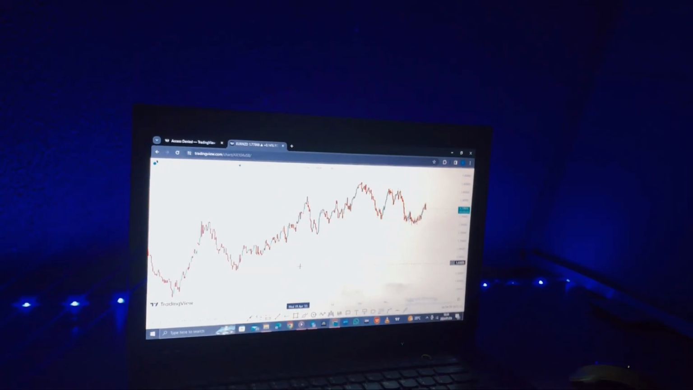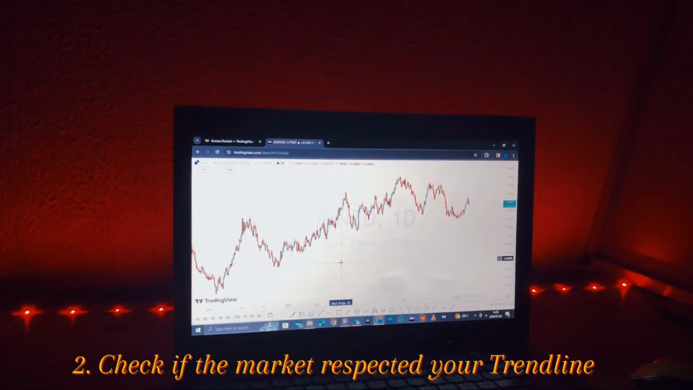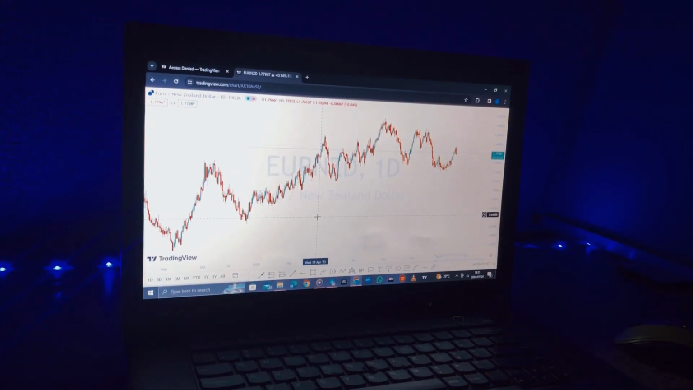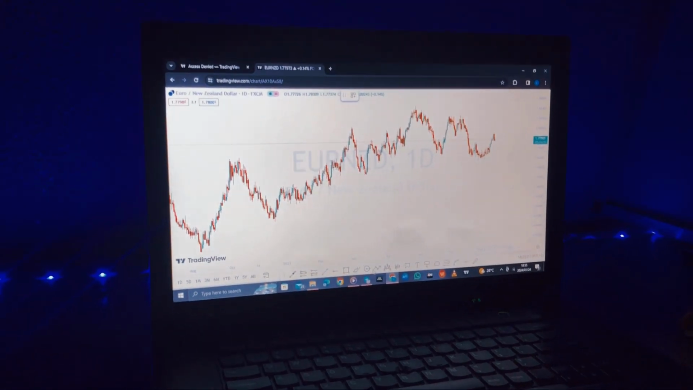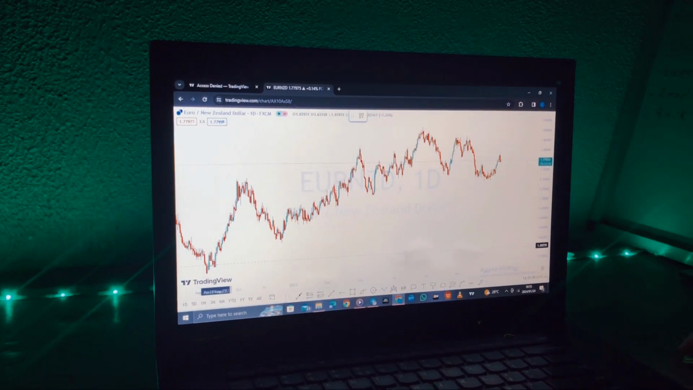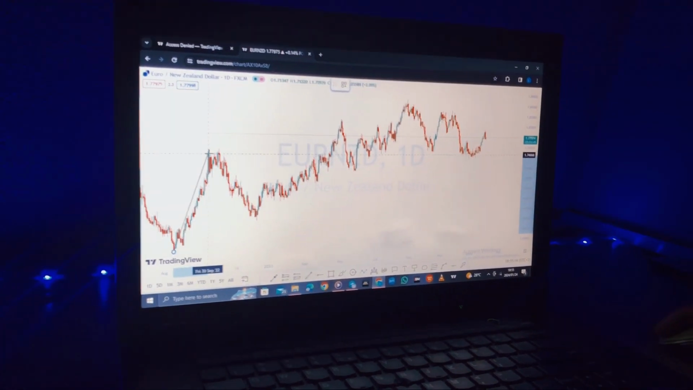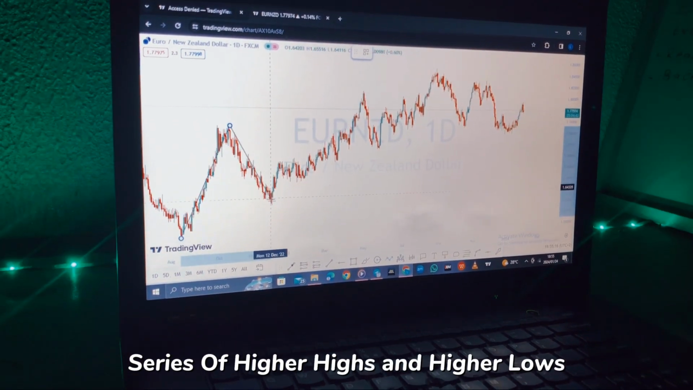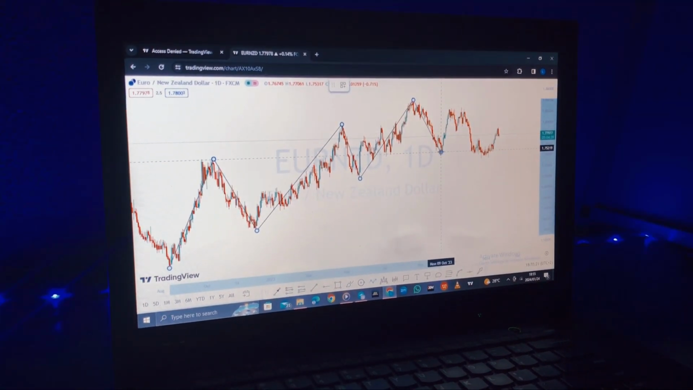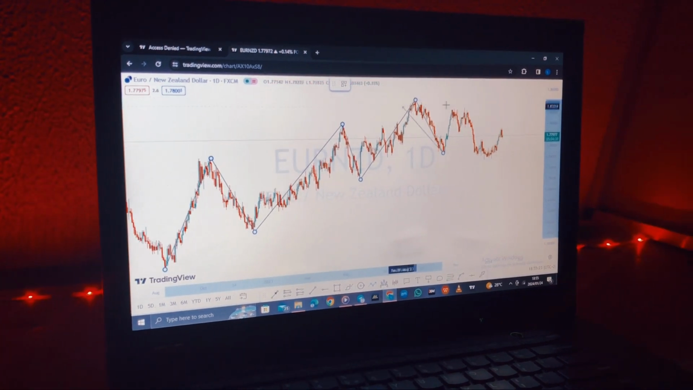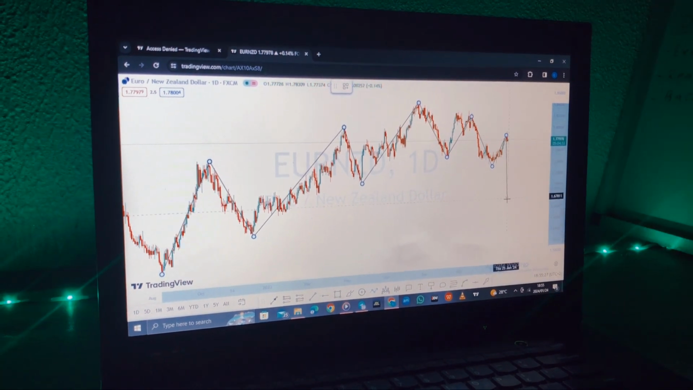You have to identify your market structure, you have to identify your touches on the trend line, and you have to identify your candlestick patterns, right? So looking at Euro USD from the daily time frame, I can see that the market gave me a series of higher highs and higher lows, and now the market failed to reach this high, and now it's been creating lower lows and lower highs, right?